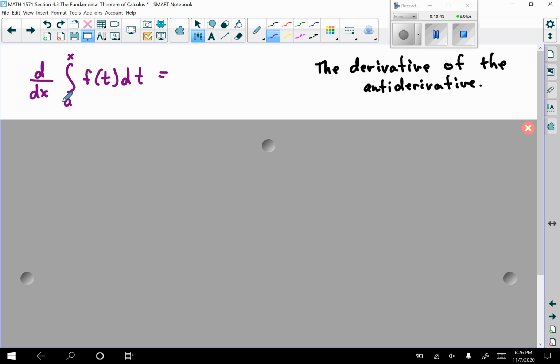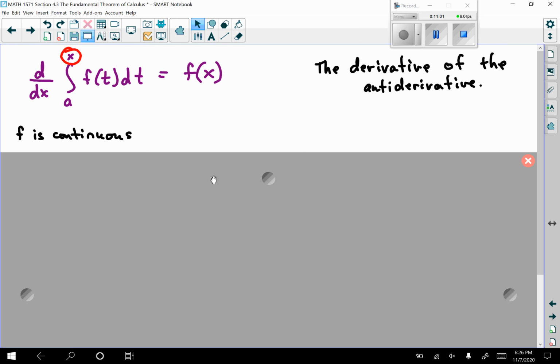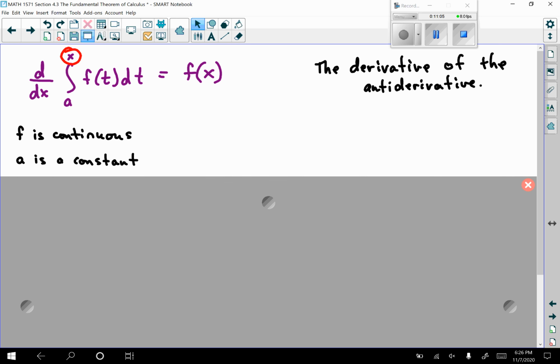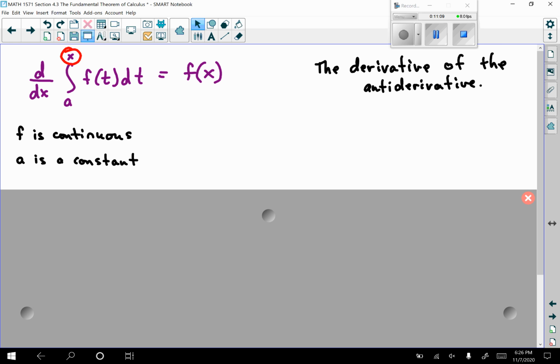So the derivative of the antiderivative of f of t, you would think everything would just cancel and we would be left with f of t, but we're not. We're actually just left with f of x, and it has everything to do with what's up here. I'm going to take you through an actual example which will make this make sense. But again, a couple conditions here: f is continuous, and that bottom value here, a, has to be a constant.